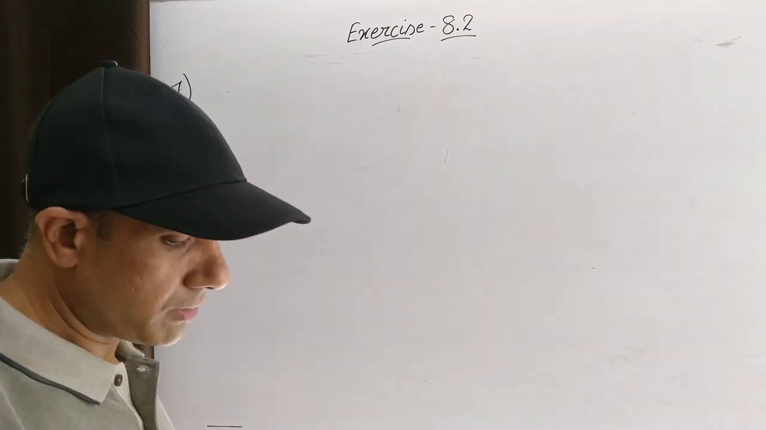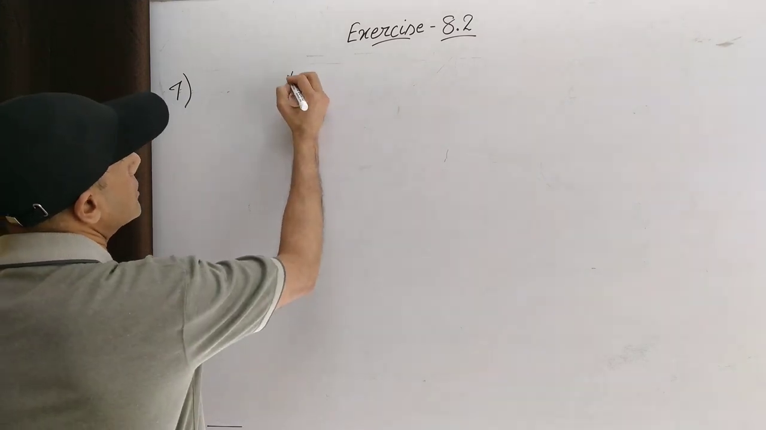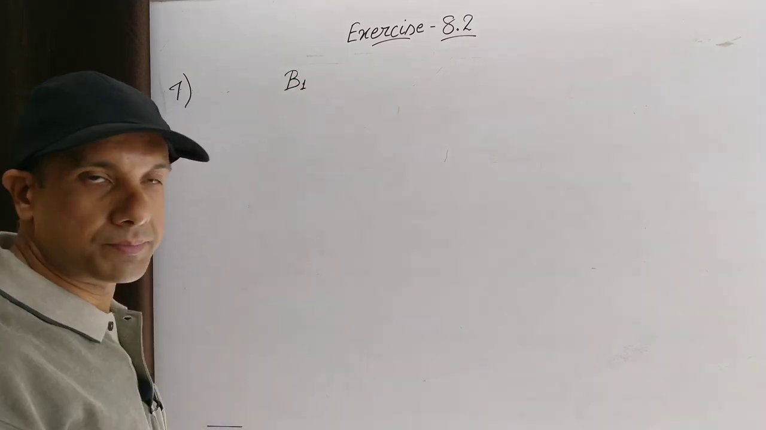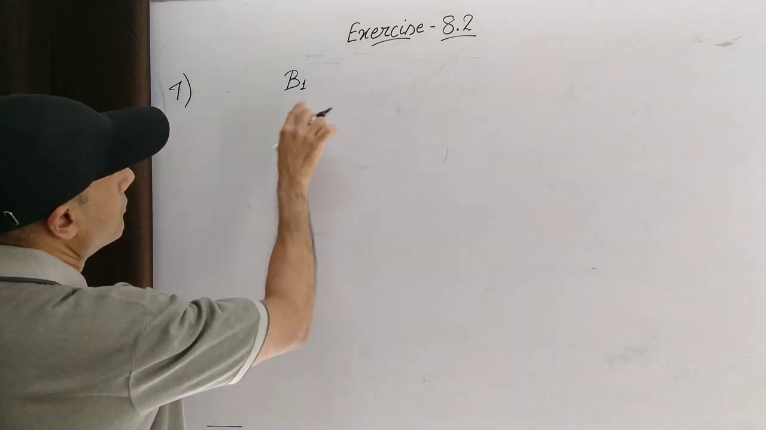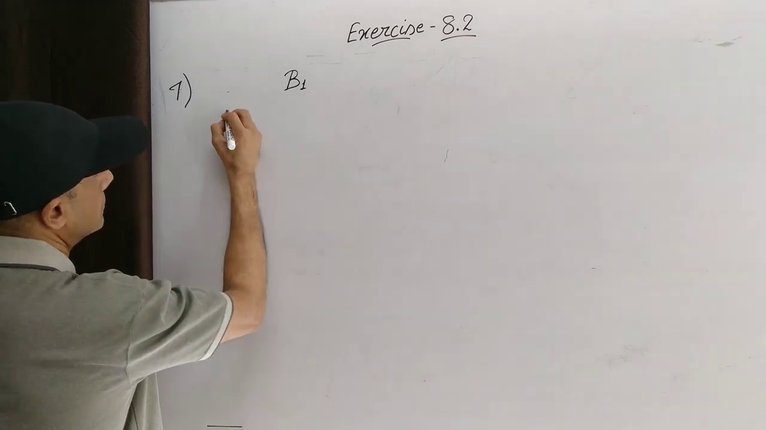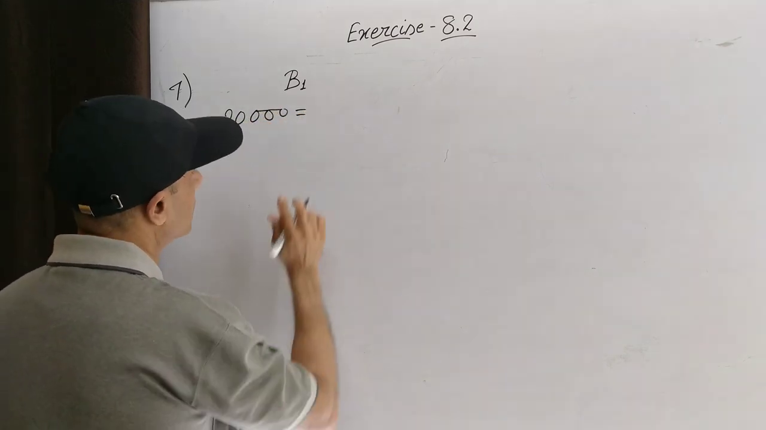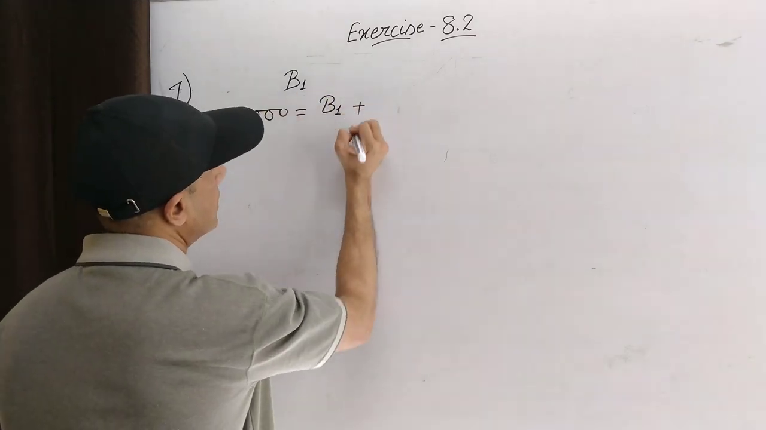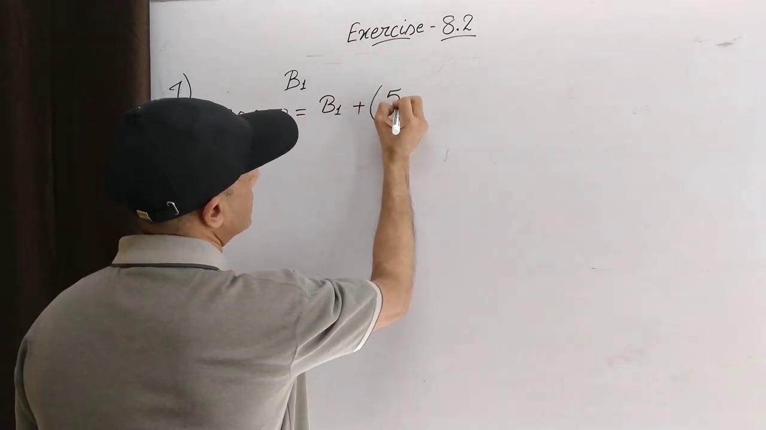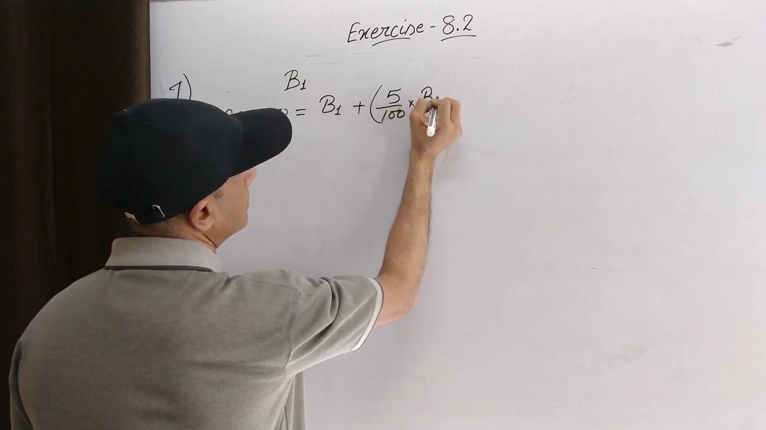Find his overall gain or loss. So let's assume the cost price of the first buffalo is B1. He has sold this buffalo with a profit of 5%. So the selling price 20,000 is equal to the cost price B1 of the buffalo plus the gain, that is 5%. So 5 by 100 into B1.